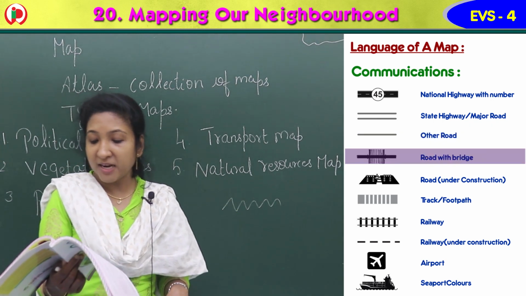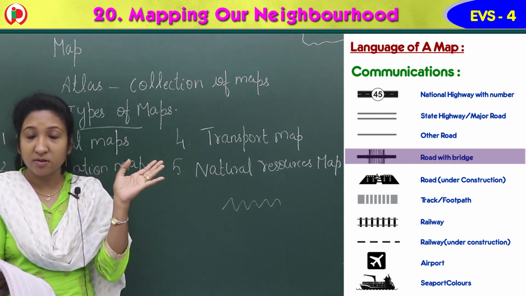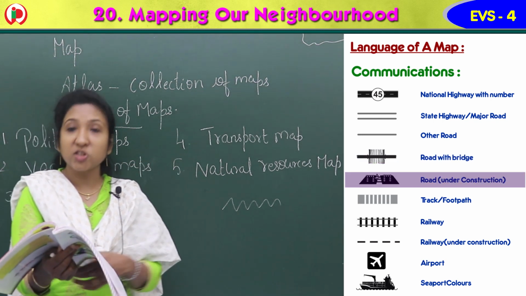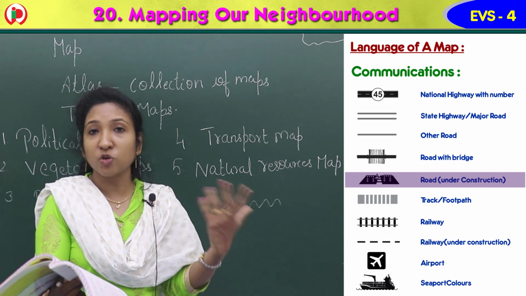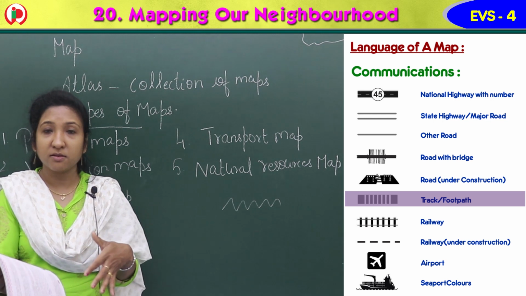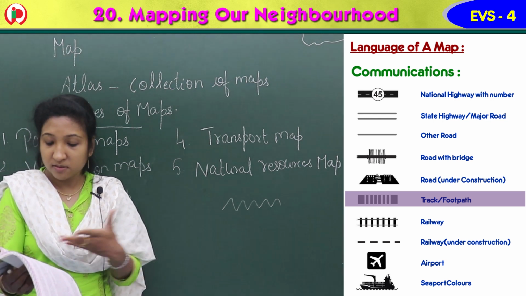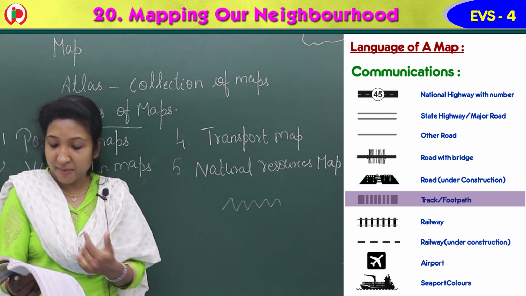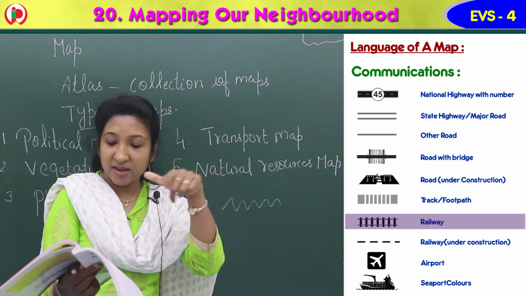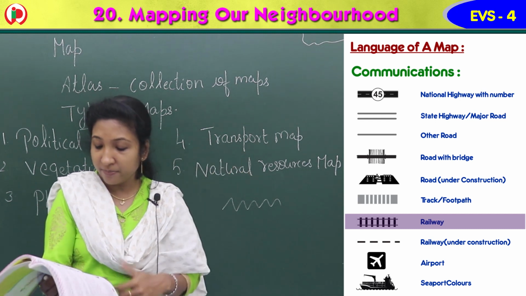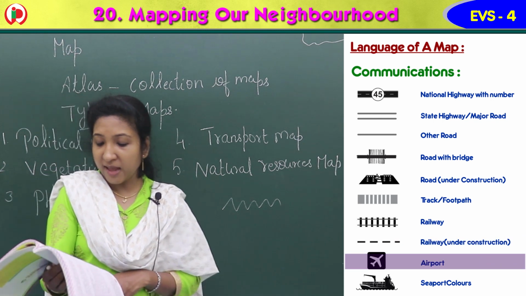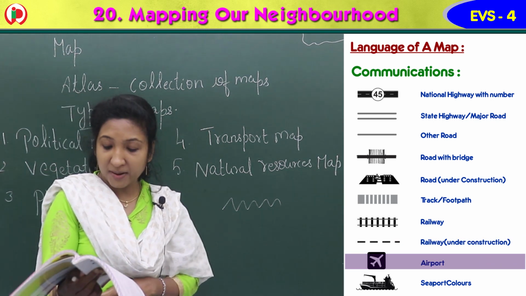Then road with bridge. You can see the image, the symbol, the road with bridge. Then road under construction. To show that they use this symbol. Track or footpath, they use this symbol. Then railway gate, so railway they use this symbol. Railway under construction, so dotted lines. Then airport, sign of aeroplane.